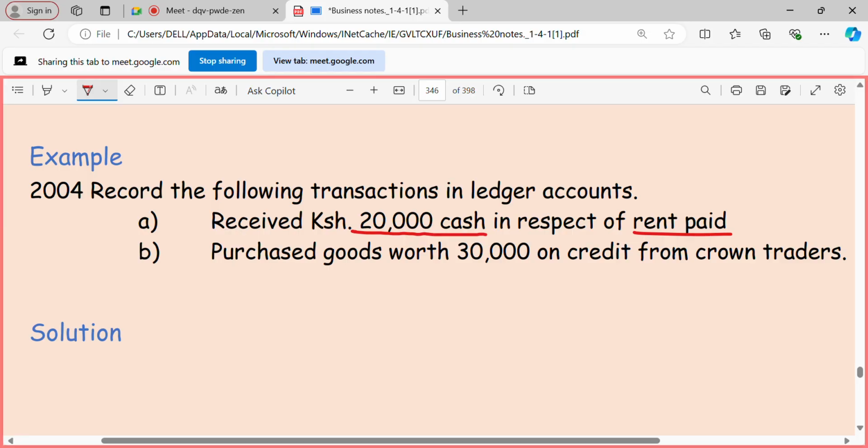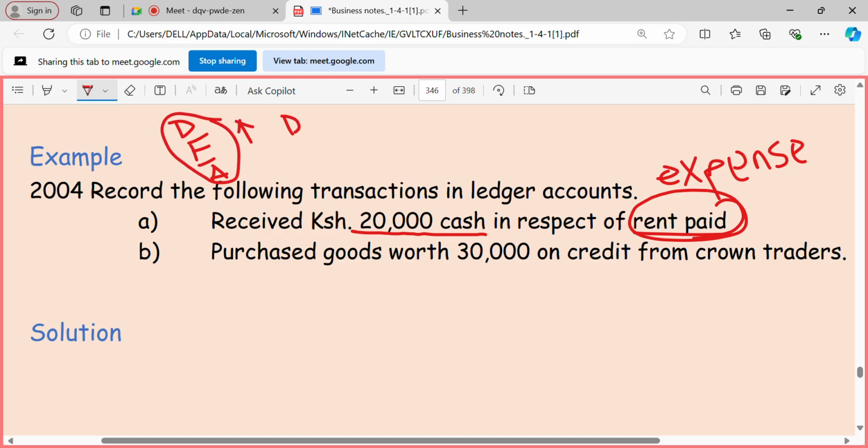So let's say example 204. Record the following transaction in ledger accounts. Candidate, tunaambiwa that received 20,000 cash in respect of rent paid. So it means that kuna mtu alipata 20k after amelipwa rent.